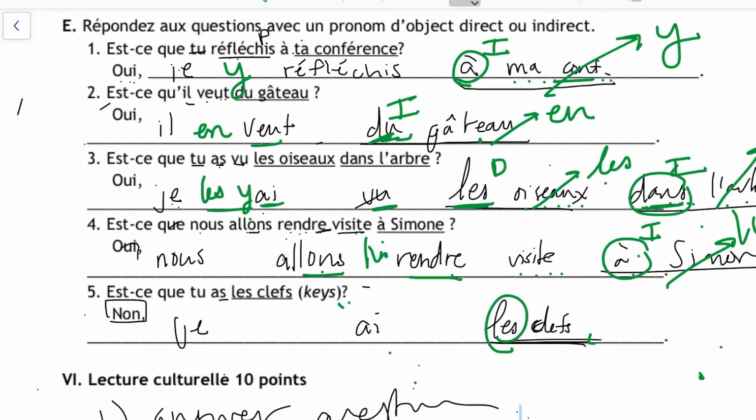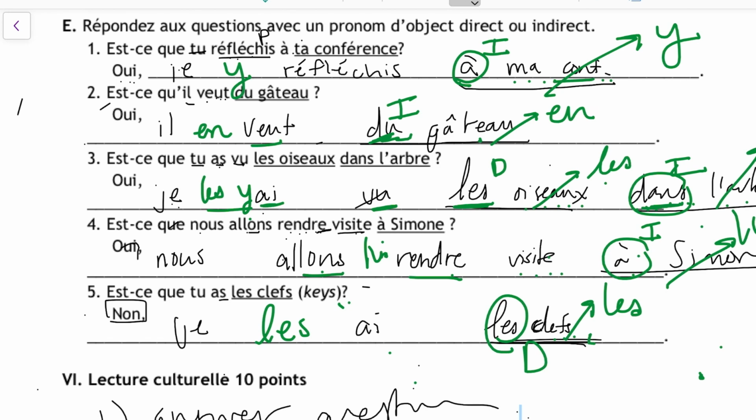Finally, les clés, direct or indirect? This is not a preposition, so it's direct. Clé is not a person, it's a thing. So that lines me up with le, la, les. Again, this is les. I'll put it before my first verb, and I only have one verb, so I'm good.